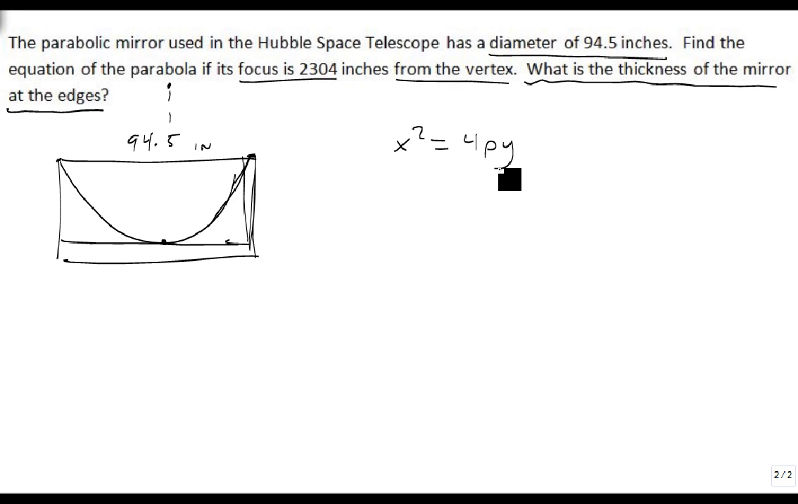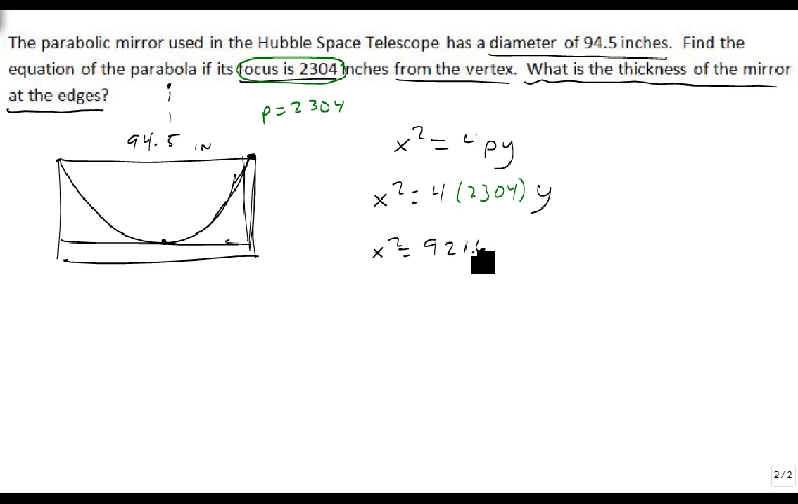And so the first thing that we're going to do is say, hey, we already know what the focus is. The focus is 2304. So that means p is 2304. So x squared equals 4 times 2304 y. Well, 4 times 2304 is 9,216 y. So here's our equation. Now we have our equation.